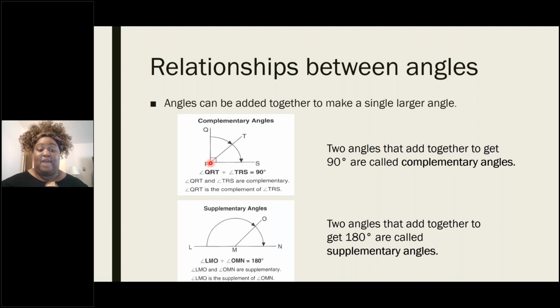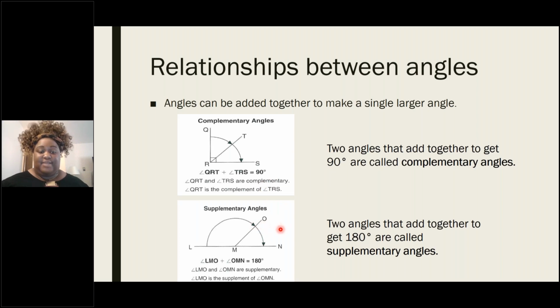And just remembering back on how we label them, R is that vertex, so that's why it's the middle letter. But what this is saying is that angle QRT, if I take that angle and I add it to angle TRS, it forms a larger angle, which in this case is a 90-degree angle. That L shape, y'all see that square? So when I add those together, they equal 90 degrees. This tells me that those two angles are complementary and that they're complements of each other. So angle QRT is a complement of TRS and vice versa.